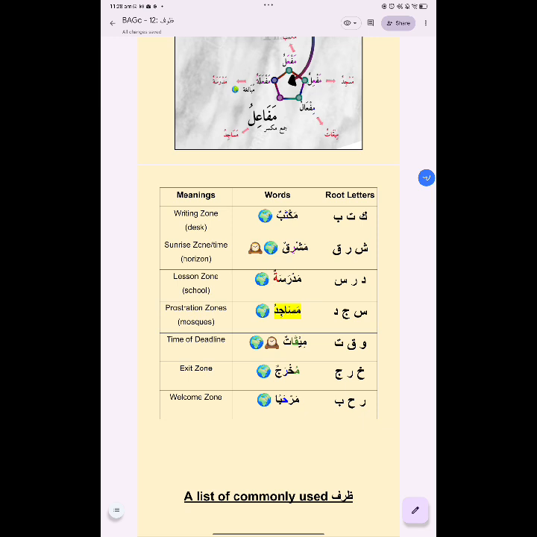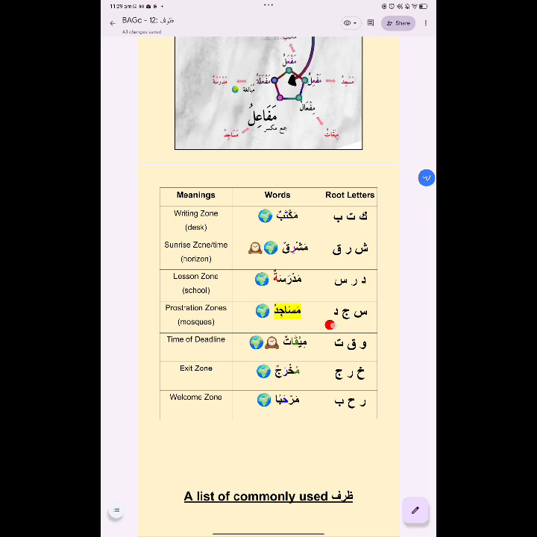It means sunrise. It is the time of sunrise, or it is the place, the horizon, where the sun rises from. Then you've got dal ra sin. It means a lesson. Now you're going to use it in the pattern of maf'alatun. So it's going to become madrasatun, a place. So ism zarf makan, lesson zone. The literal meaning is lesson zone, or simply school.